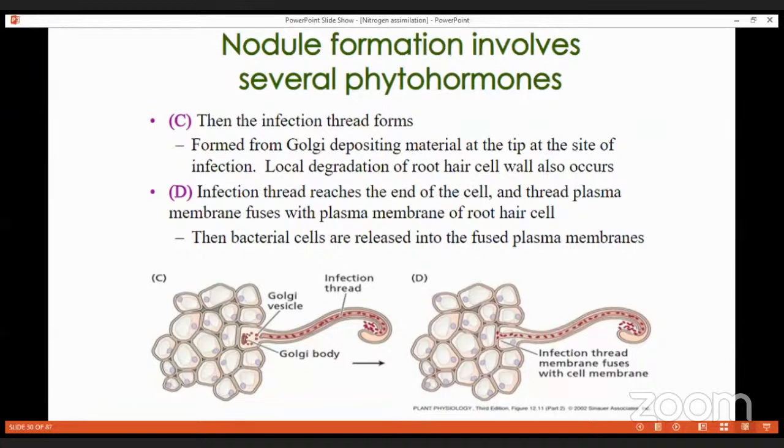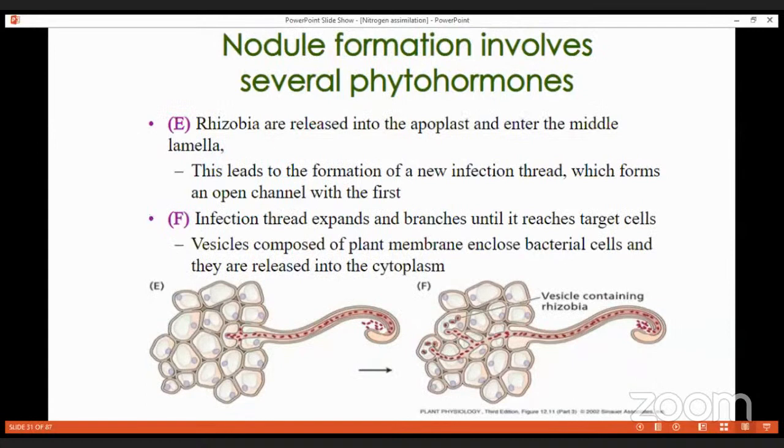Okay, so now the bacterial cells are released into the fused cell membrane of the root hairs. Now the rhizobia is released into the apoplast of the root hair zone cells, and it enters into the middle lamella of different cells. So this leads to the formation of new infection thread along the other channels that are open. In the next picture, what is happening? The infection thread expands and it branches all along the different target cells.